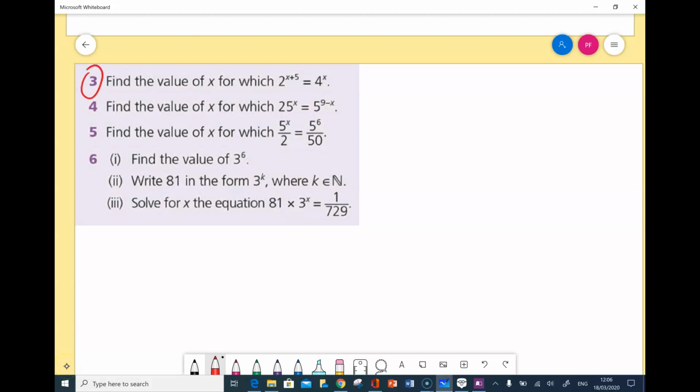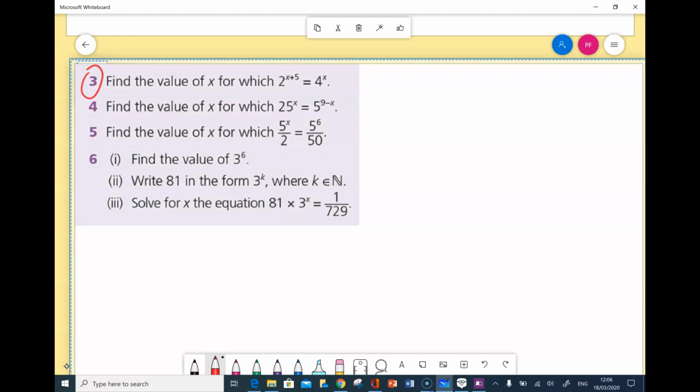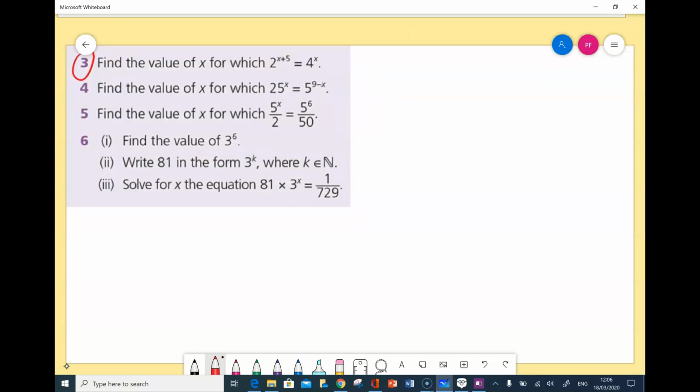Okay, so here we go. We've got question 3: 2 to the power of x plus 5 equals 4 to the power of x.